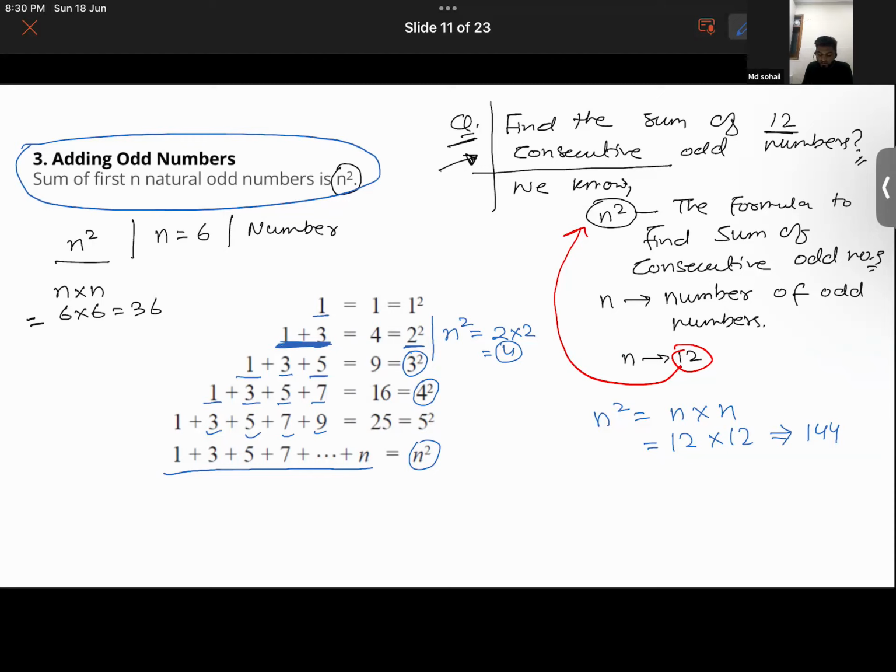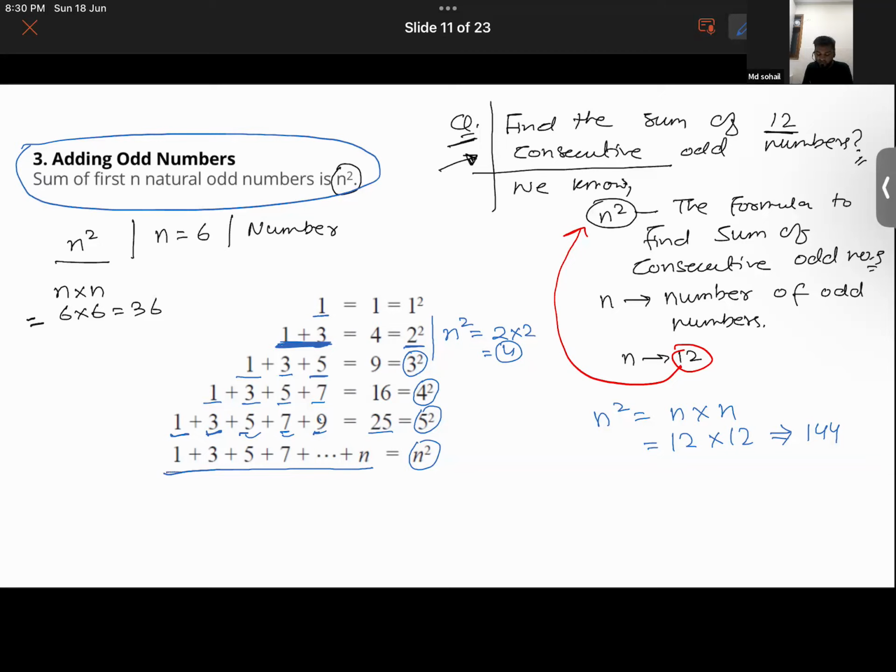Getting this? Then we have 1 3 5 7 9. There are 5 odd numbers here. So we can write its sum as 5 square. That gives you 25. In fact, you can check it also. 9 plus 7 is 16. 16 plus 5 is 21. 21 plus 3 is 24. 24 plus 1 is 25.